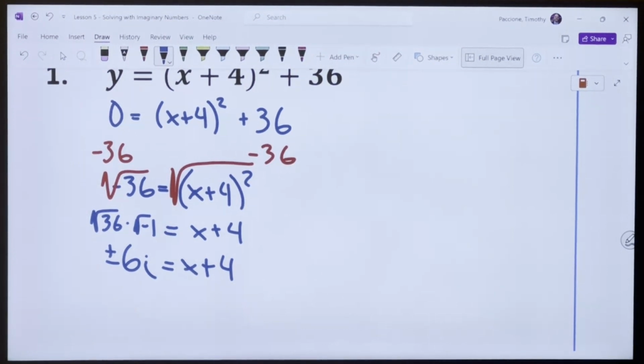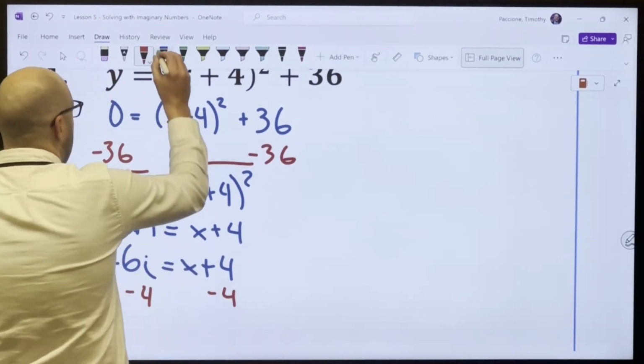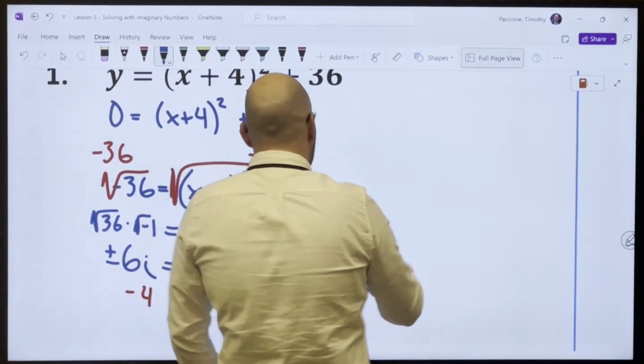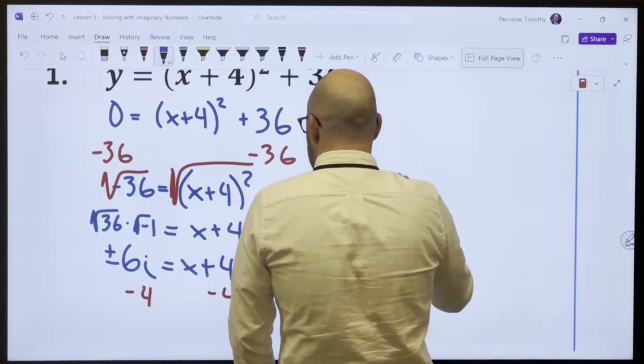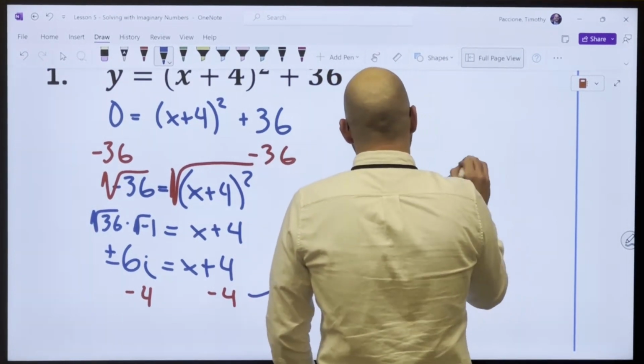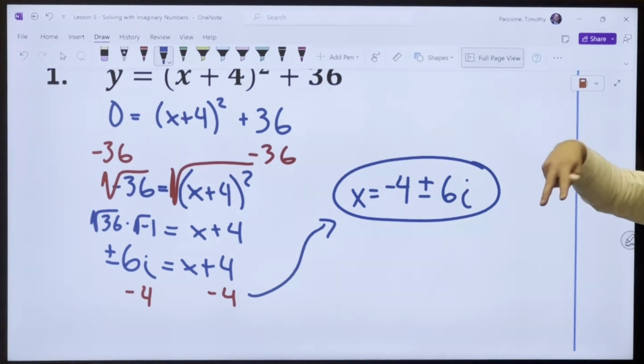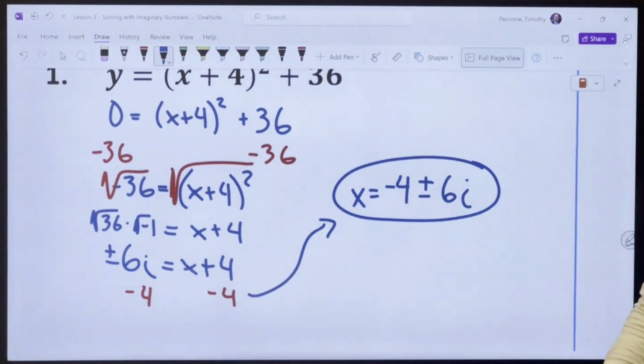I did the hard part. This is the easy part, but don't forget to do it. I have to subtract 4, subtract 4. Now, your answer is x equals negative 4 plus or minus 6i. Oh, the 4 stays over there? Yeah, you can't combine those two. It's not 2i, and it's not just plus 6i. It's plus or minus.